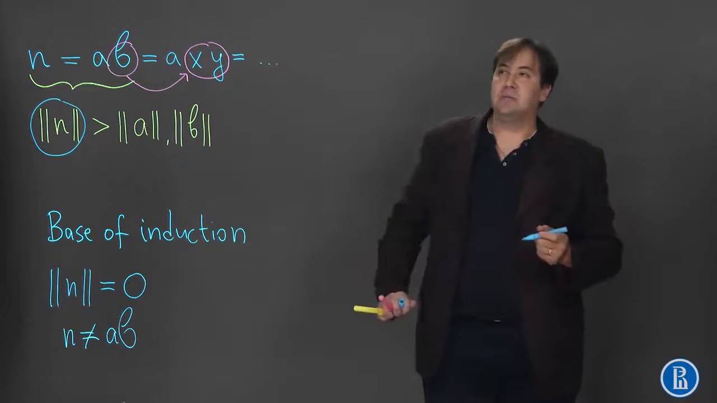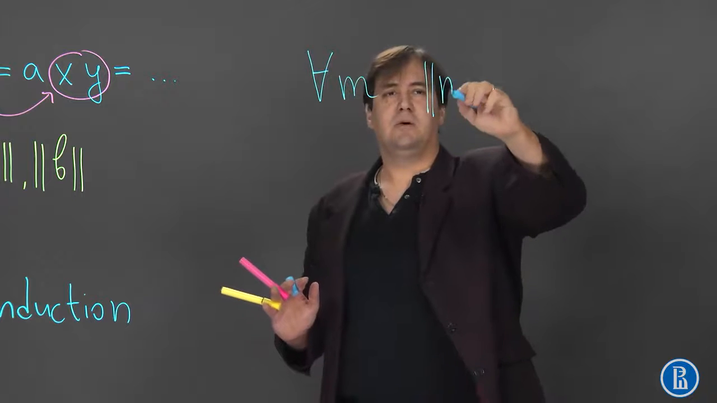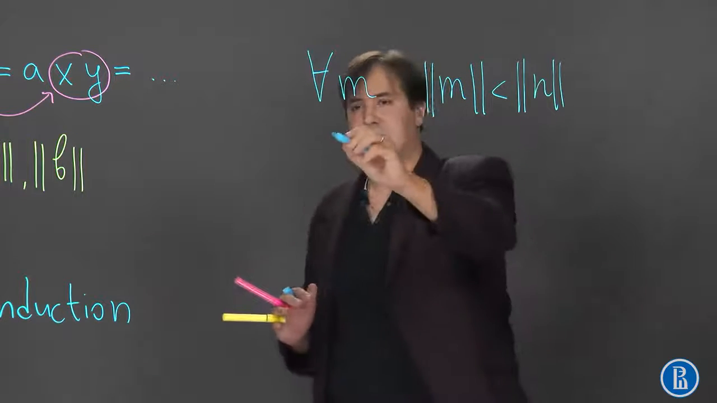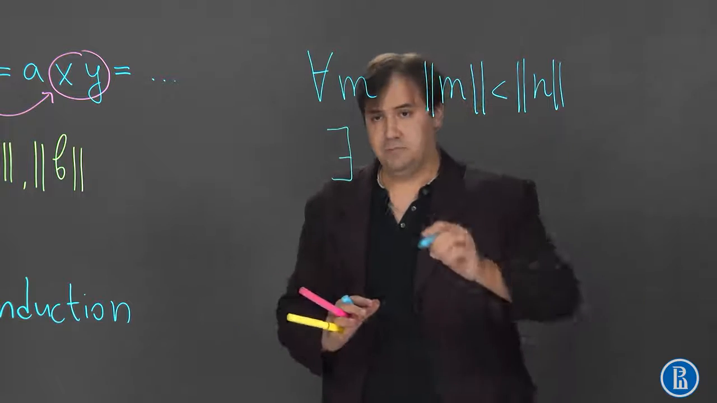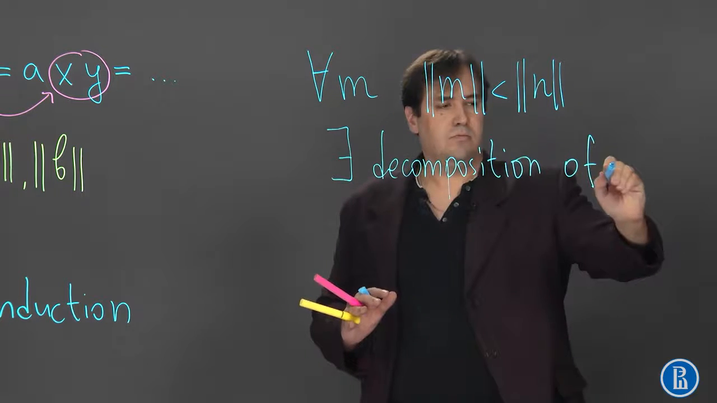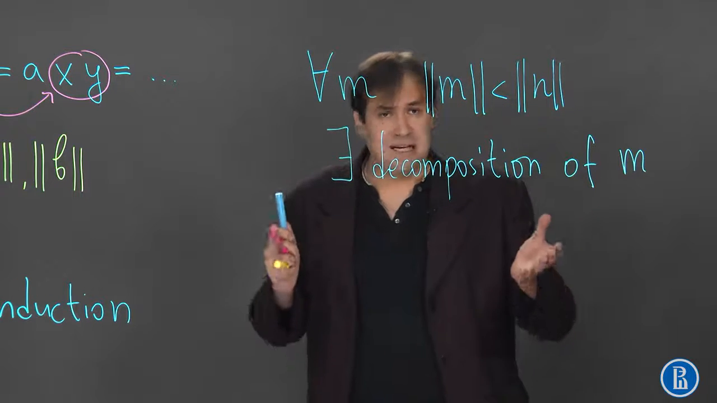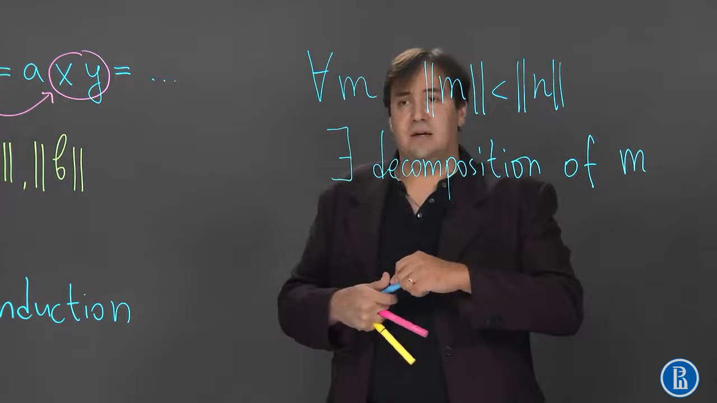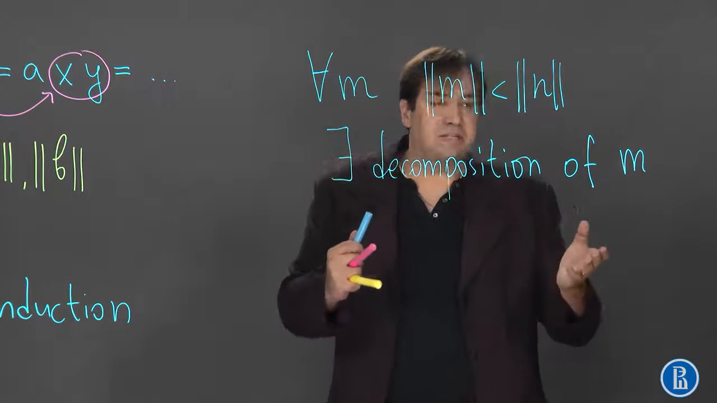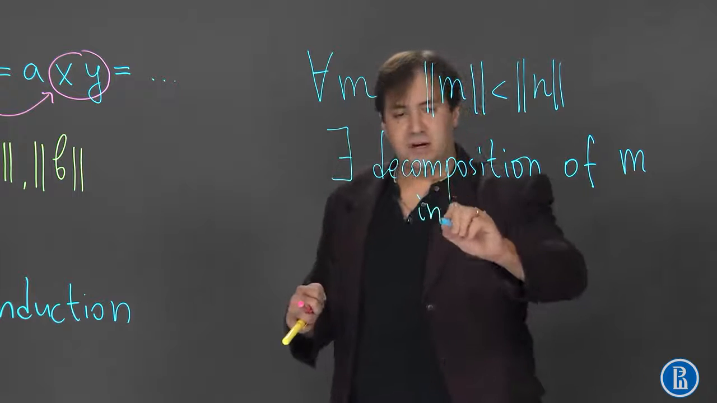Suppose that for every m such that the norm of m is less than the norm of n, for every such m there exists a decomposition of m into prime factors. Now we say nothing about the uniqueness of this decomposition. All we are concerned about is whether this decomposition exists or not. So we suppose that for every m such that the norm of m is strictly less than the norm of n, such a decomposition exists. Let me write here that we only have in mind prime decomposition of m into prime factors.